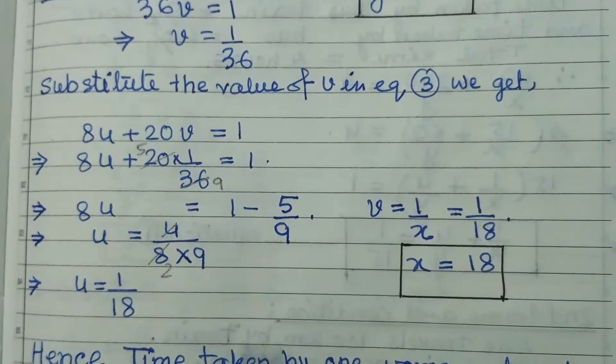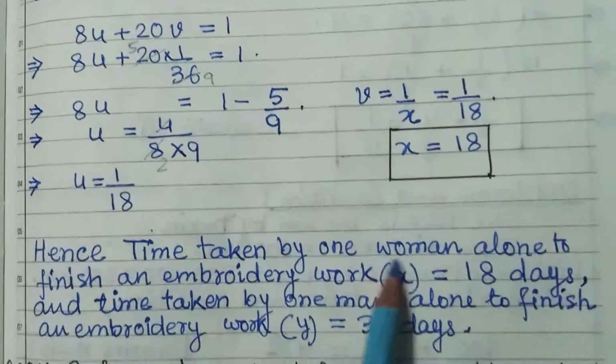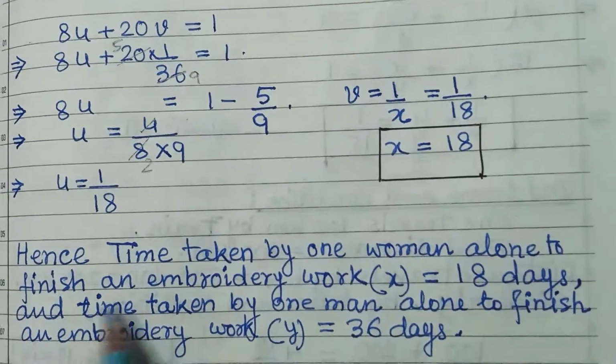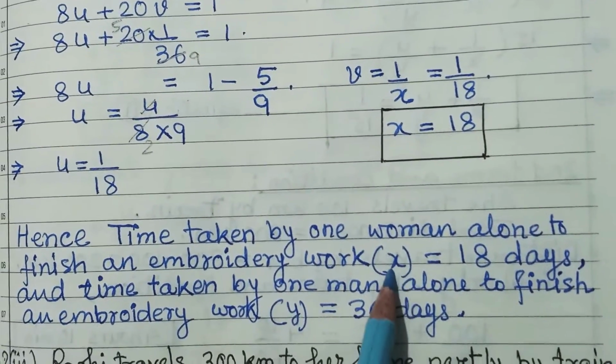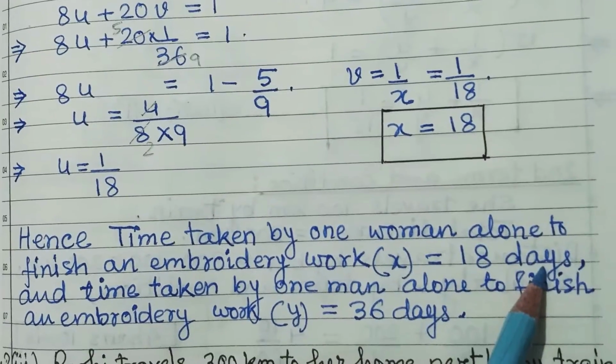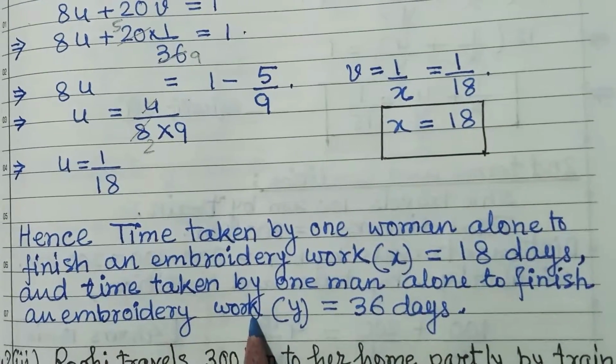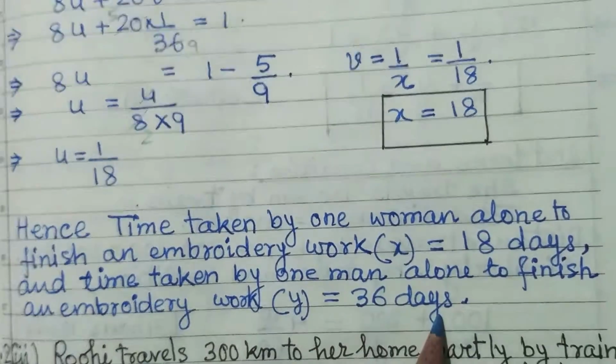Hence, the time taken by one woman alone to finish the embroidery work, x, is 18 days, and one man can do it in 36 days.